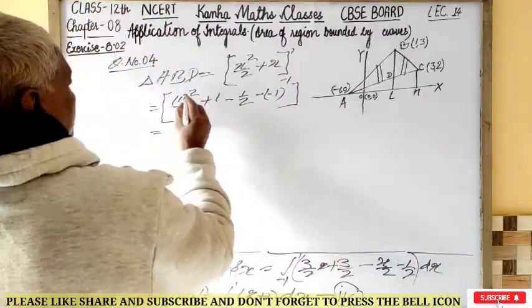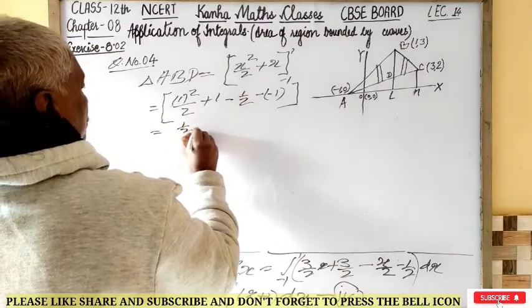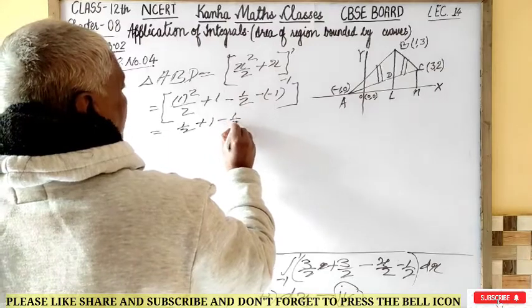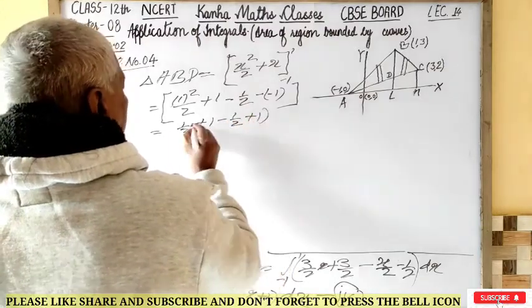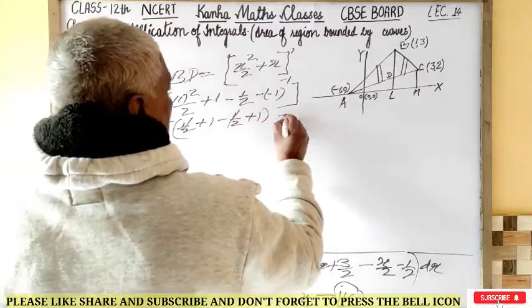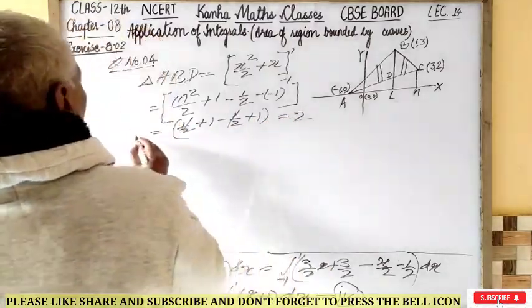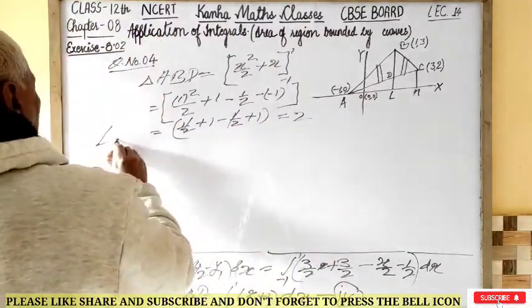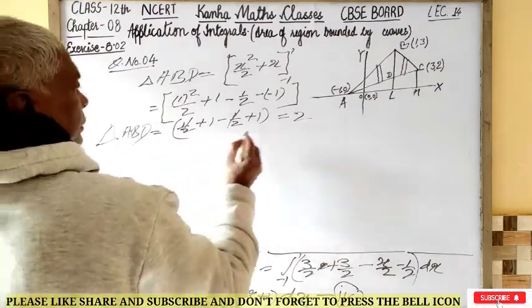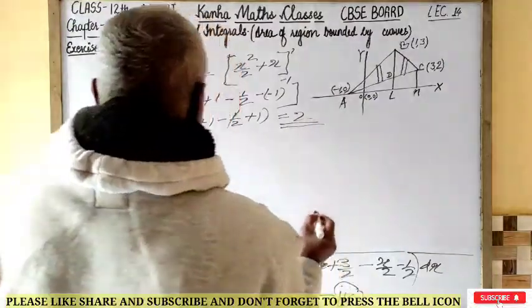This is equal to 1 by 2 plus 1 minus 1 by 2 plus 1. This will be cancelled by this. 1 plus 1 means 2. Triangle ABD is equal to 2 square unit.